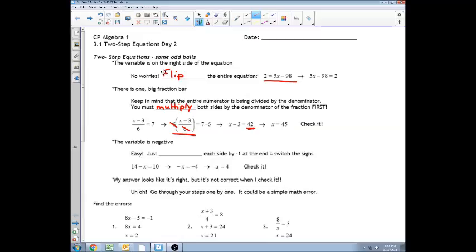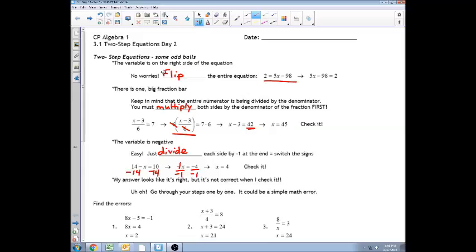As you can see right here, this is where it's talking about the variable being negative. What it did originally is it went ahead and took 14 and subtracted it from both sides. I ended up with a negative x as my variable. What we're going to do is divide each side by negative 1. And at the end, that just switches the sides. As we've talked about before, there's always a 1 in between that negative and the x. So that would be negative 1 times x. All we have to do is go ahead and divide by negative 1 on both sides, and we'd end up with x equals 4. Okay, my answer looks like it's right, but it's not correct when I check it.